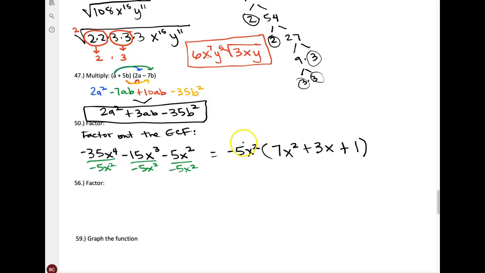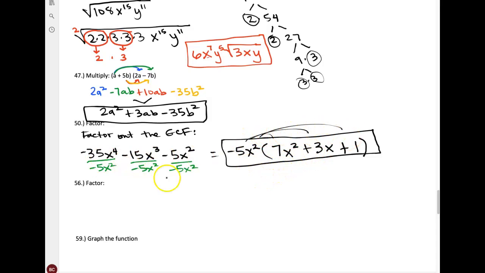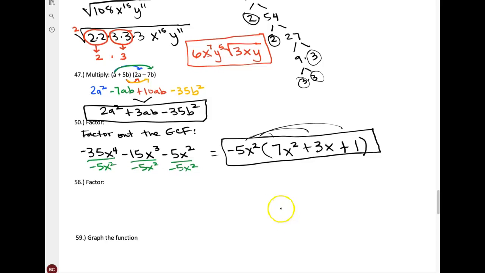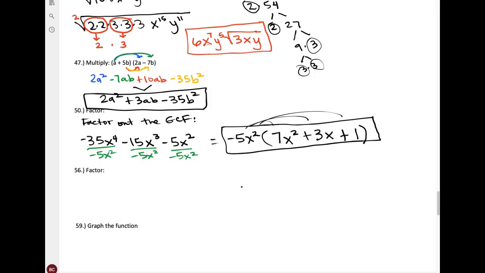Because remember, you've got to think, the way you would check this is if you distributed this back through, you should come back with what you started with, right? So this is the answer. This is factoring out our greatest common factor, right? But to check it, we could distribute that back through. Because factoring and multiplying undo each other. Because really when we're factoring, we're really just kind of dividing there, right?